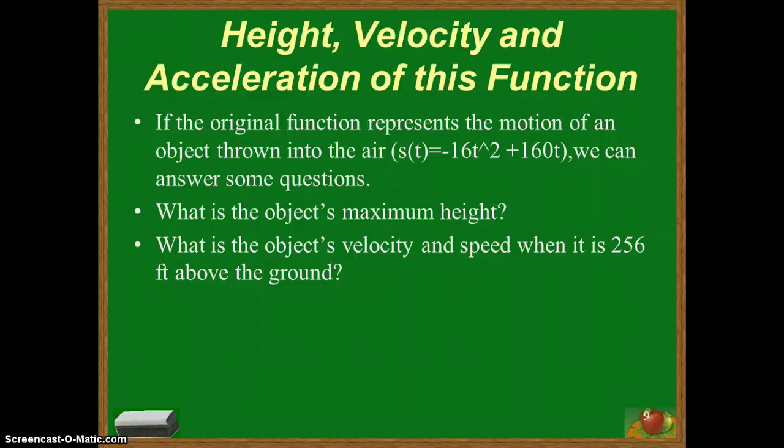Height, velocity, and acceleration of this function. If the original function represents the motion of an object thrown into the air, again, s of t equals negative 16t squared plus 160t, we can answer some questions. For example, what is the object's maximum height? Or what is the object's velocity and speed when it is 256 feet above the ground?